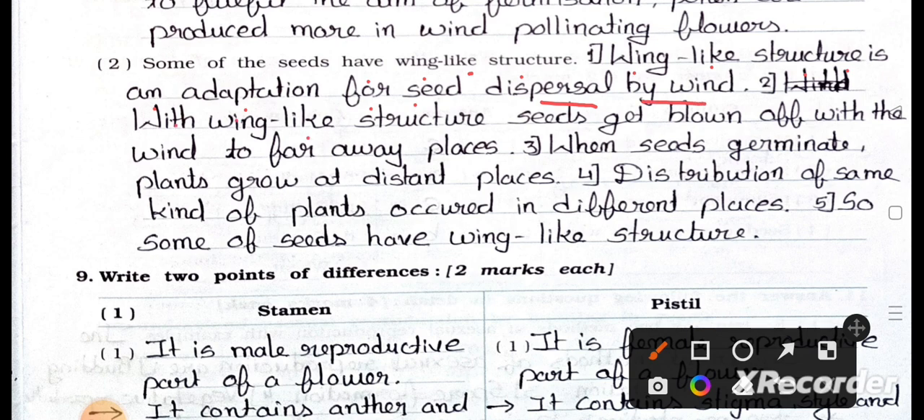With wing-like structure, seeds get blown off with the wind to far away places. When seeds germinate, plants grow at distant places. Distribution of same kind of plants occurs in different places. So, some of the seeds have wing-like structure.